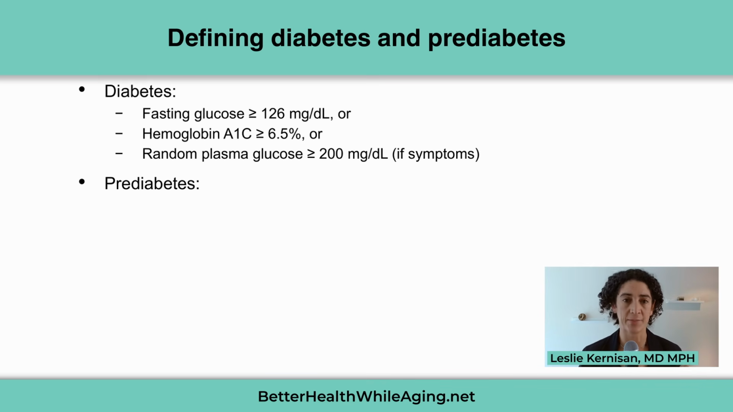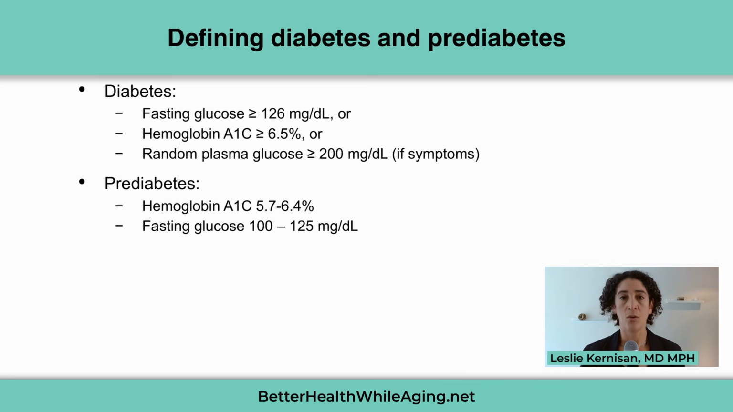Now, what about prediabetes? Prediabetes is a condition where it looks like your blood sugar is higher than what we consider normal, but not yet high enough to meet that cutoff for diabetes. So what are those ranges? Prediabetes can be diagnosed if somebody has a hemoglobin A1C between 5.7 and 6.4%. That would be considered prediabetes. Or technically, it's a fasting glucose of 100 to 125 milligrams per deciliter.